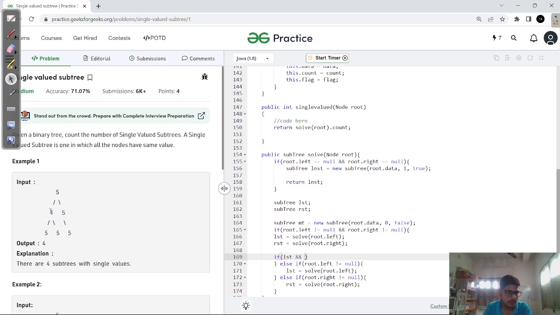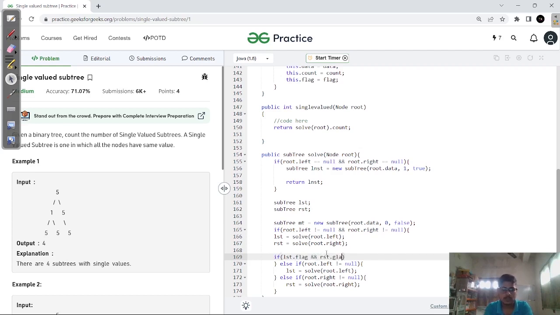So this one will be a single node subtree if this and this are single node subtrees and my value is equal to this one's value and this one's value. So these are three conditions: my left one is a single node subtree, my right one is a single node subtree, and my value is equal to both the values of the children. So if lst.flag will give me the boolean value, that is, whether the subtree is a single node subtree or not. So these two are true.